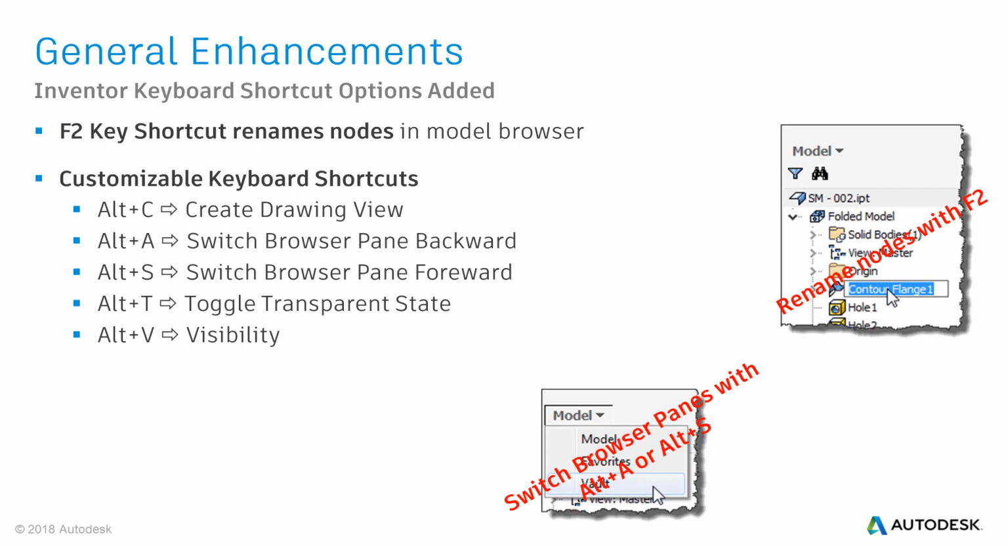Another example in the assembly environment is to toggle transparent states of components by Alt+T or switch on/off the visibility of parts and/or other subcomponents by using Alt+V. Please don't forget to select the components beforehand.